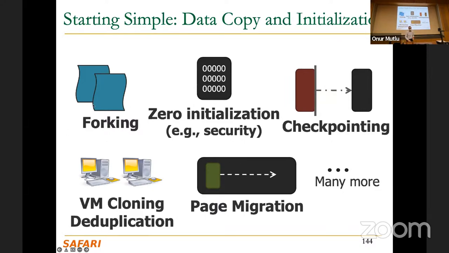Whenever you fork a process, you need to copy data from the parent process to the child's space. Usually it's done using copy on write. Whenever the parent needs to write, then at that point, the child needs to get the copies, clean copies, of course, not the updated copies. Essentially, there are many, many applications of data copy and initialization.